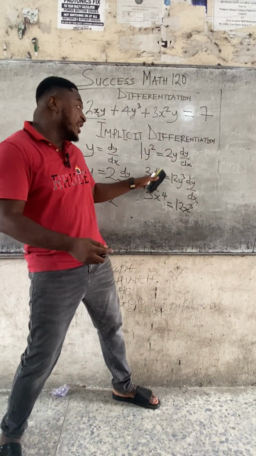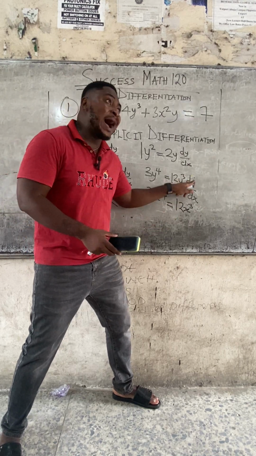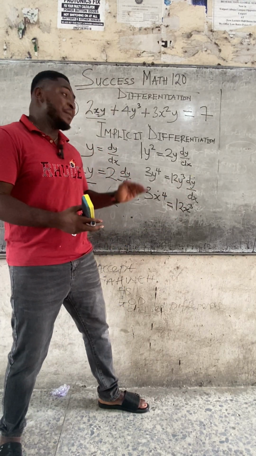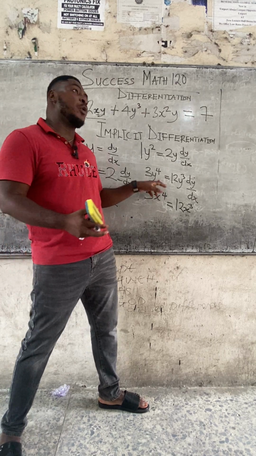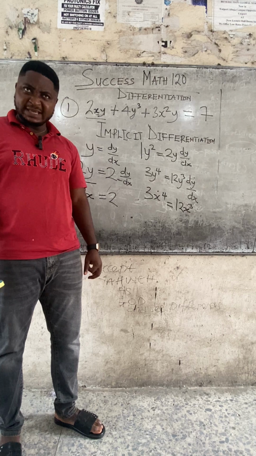So, differentiate 3y raised to power 4. We have 12y raised to power 3. But add the dy. So, the only difference between differentiating x and y components is that for the y component, after differentiation, add the dy. Making sense, class?